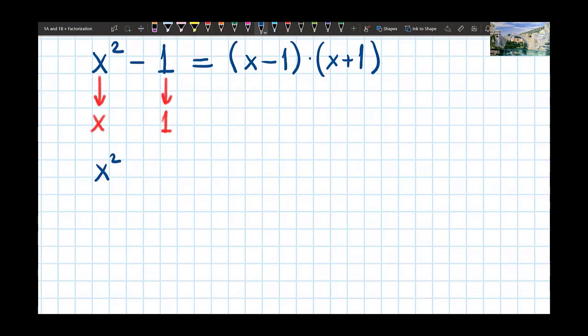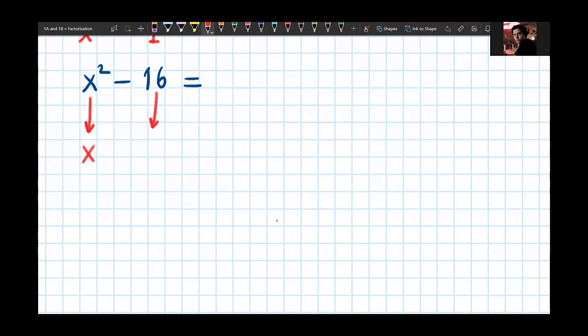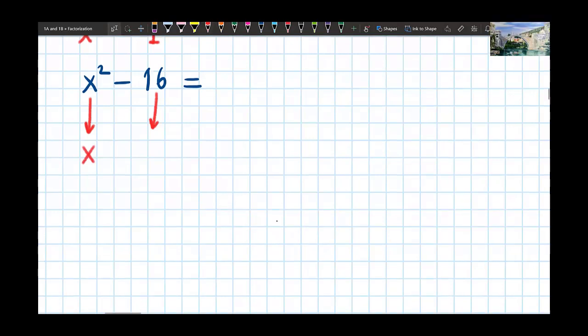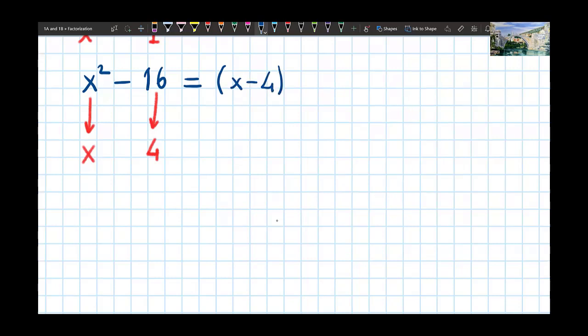x squared minus 16. Okay. Yes. The square root of 16. What's the square root of 16, Amila? Then, Amila, if you have this, then the second step, we will check the sign between these two terms. It's minus. If it is minus, you could write x, first term minus second term, times first term plus second term.